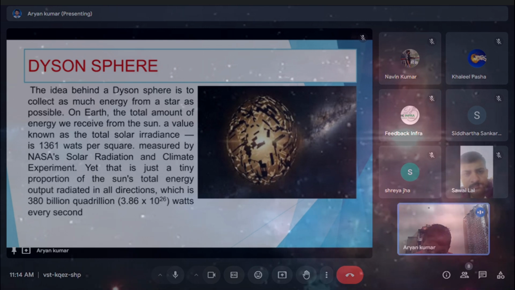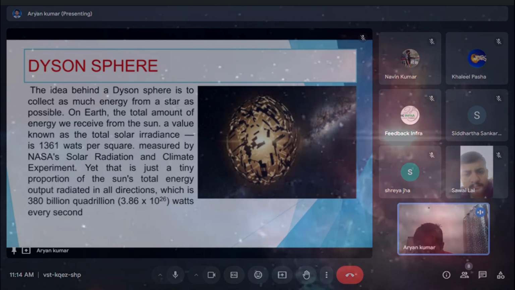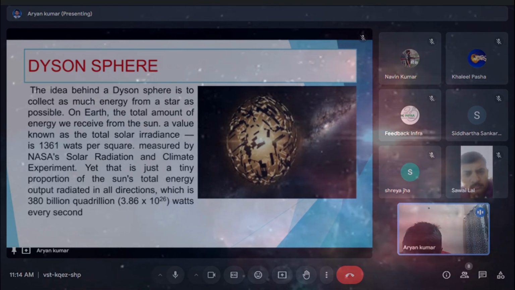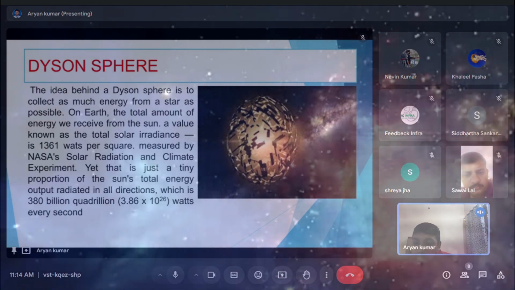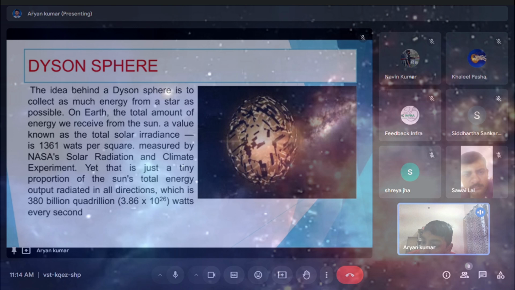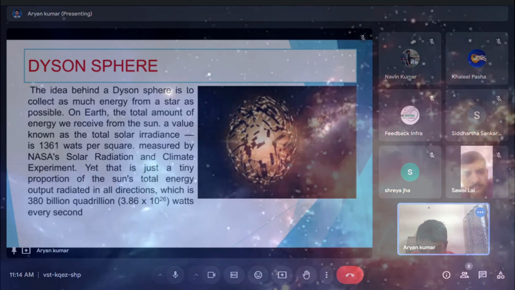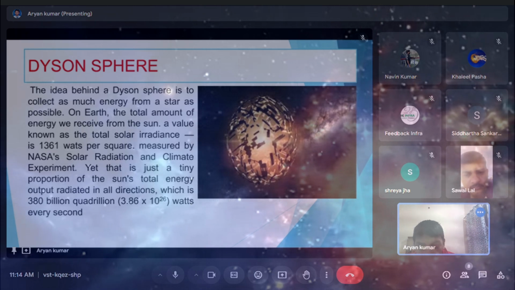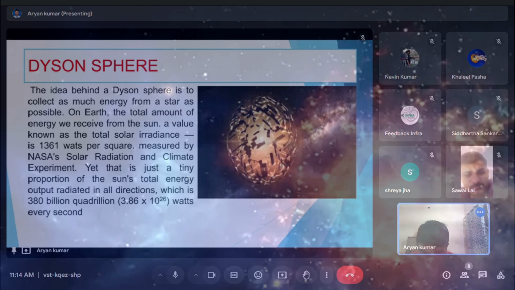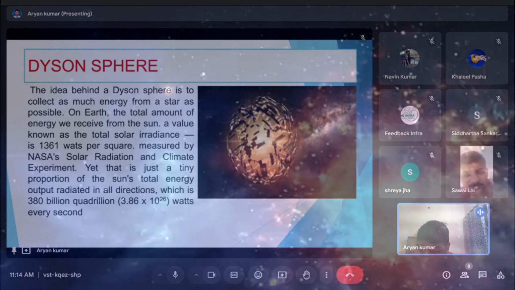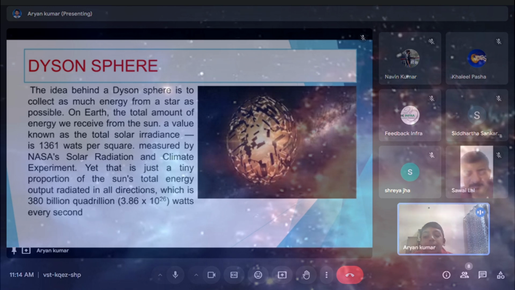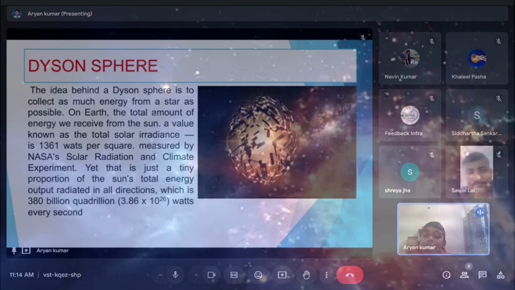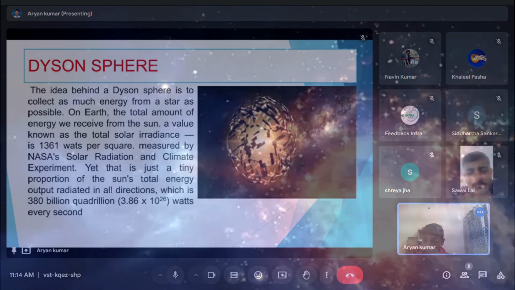So the idea behind a Dyson sphere is to collect as much energy from a star as possible. On Earth, the total amount of energy we receive from the sun, a value known as the total solar irradiance, is 1361 watts per square meter, measured by NASA's Solar Radiation and Climate Experiments. Yet that is just a tiny proportion of the sun's total energy output in all directions, which is around 3.86 multiplied by 10 raised to the power of 26 watts per second.